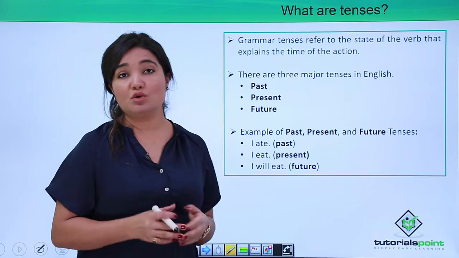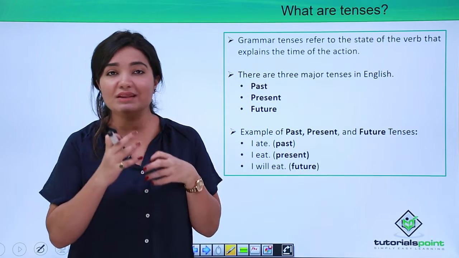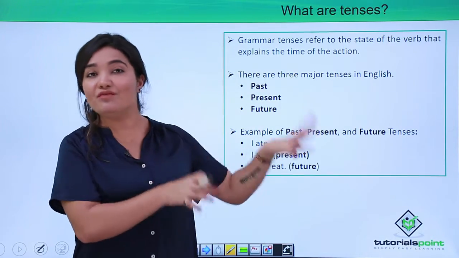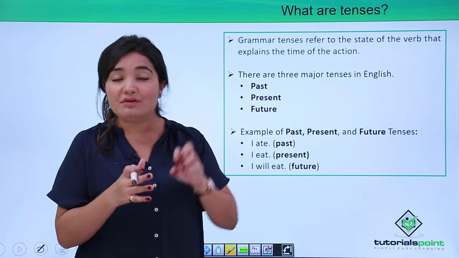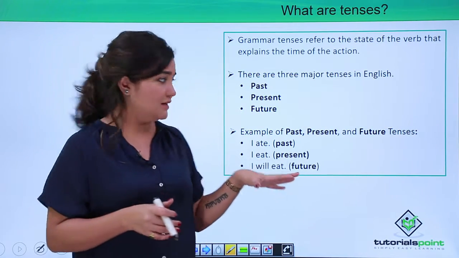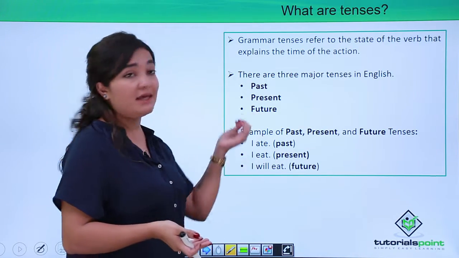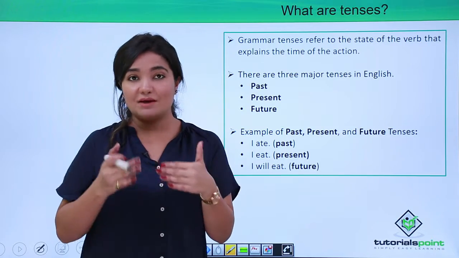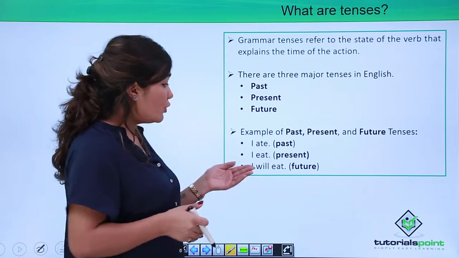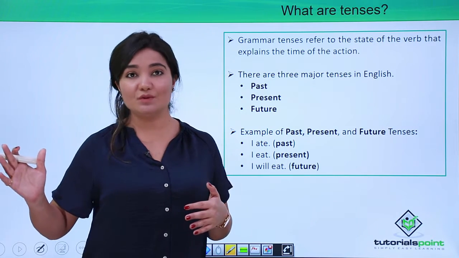I ate. When you say I ate, you're referring to something that you did sometime before, something that happened in the past. So that means it is referring to a past tense. I eat. When you say this, you're talking about the present tense, something that is happening in the present. Or I will eat, something that you predict would happen in the near future.